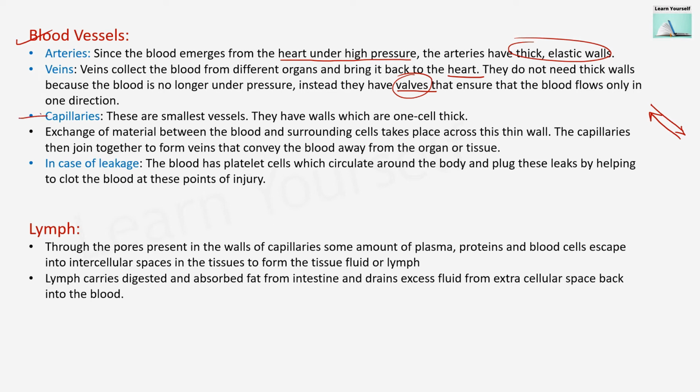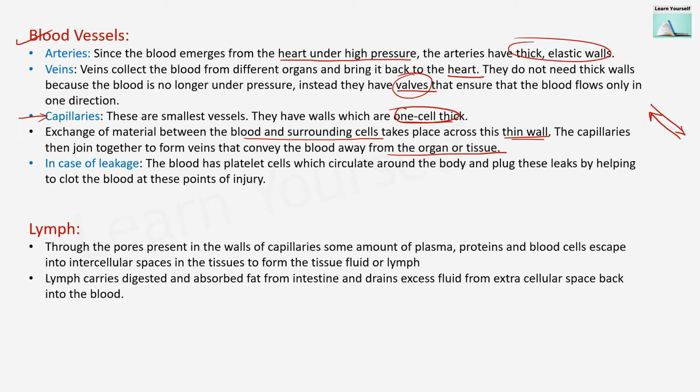Then come capillaries. These are the smallest vessels and they have walls which are one cell thick and they allow gaseous exchange. The material exchange between blood and surrounding cells takes place across this thin wall. These capillaries then join together and form veins and convey the blood away from the organ or tissue. And that's why they have a very thin, one cell thick wall.